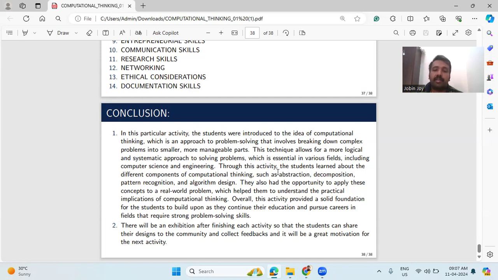Overall, this activity provided a solid foundation for the students to build upon as they continue their education and pursue careers in the fields that require strong problem-solving skills. There will be an exhibition after finishing each activity so that the students can share their designs with the community and collect feedback, and it will be a great motivation for the next activity.